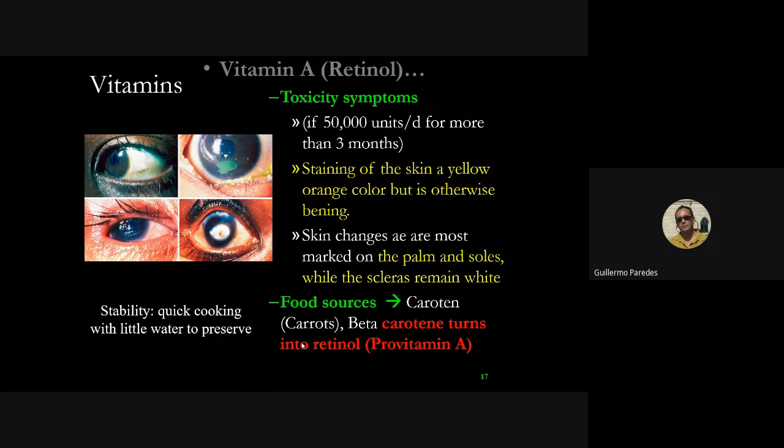Skin changes are mostly marked in the palms and the soles, but are also seen in the white areas of the sclera, so they're going to be a little bit more of an orange color, okay? All right, so that's it.